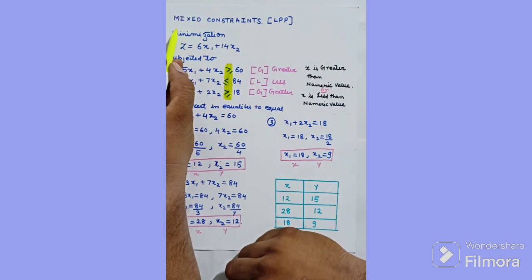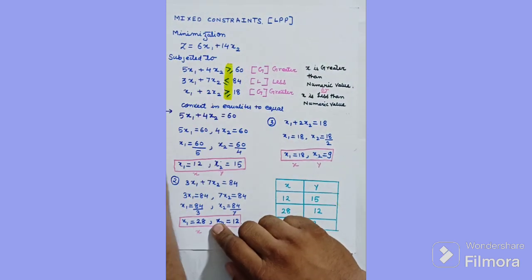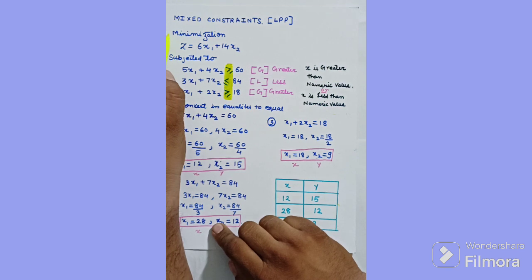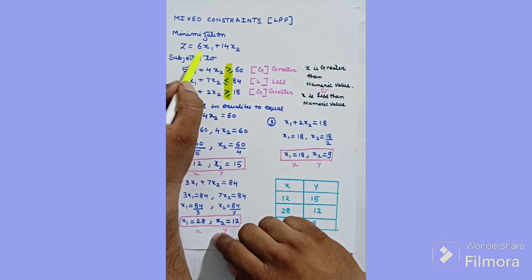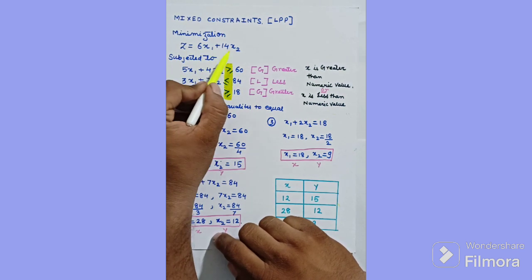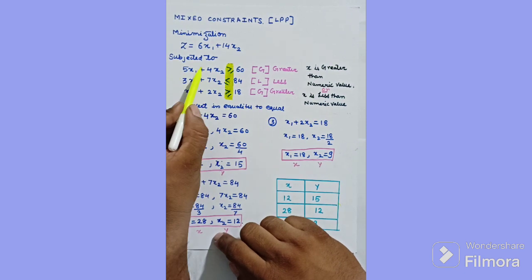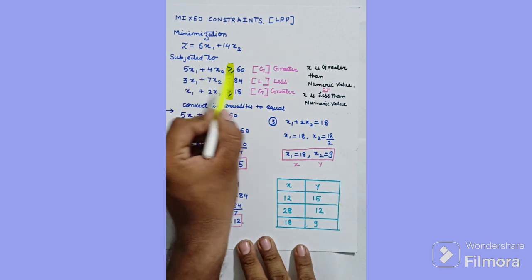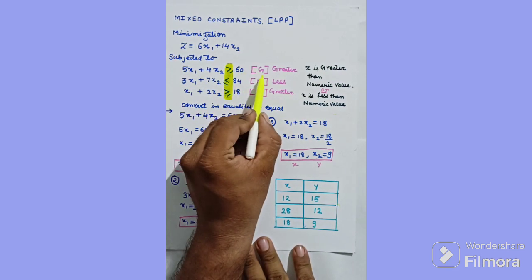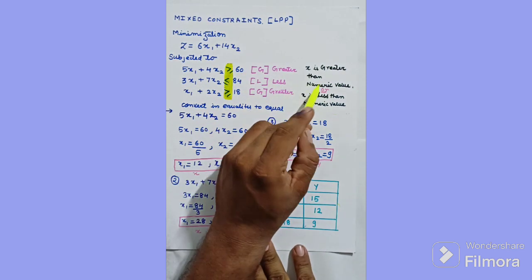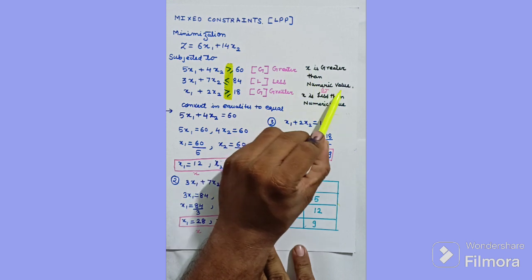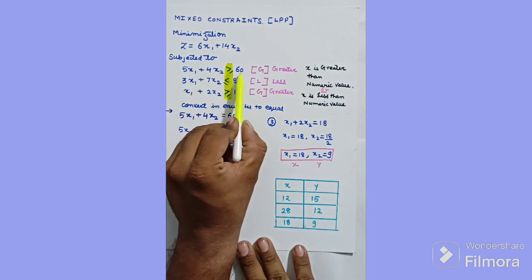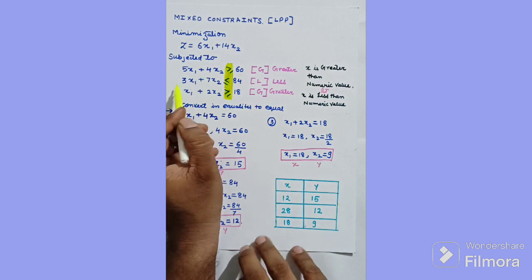So today we'll be studying mixed constraint in LPP. The problem is minimization: Z is equal to 6x1 plus 14x2, subject to 5x1 plus 4x2 is greater than 60. I have written G for greater. So the x value is greater than the numeric value. This is the x value and this is the numeric value.